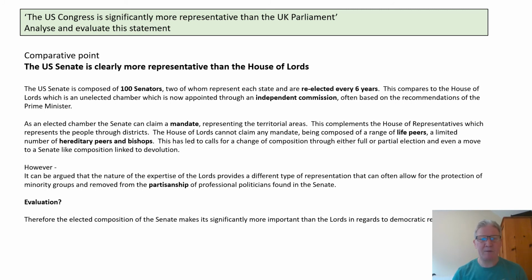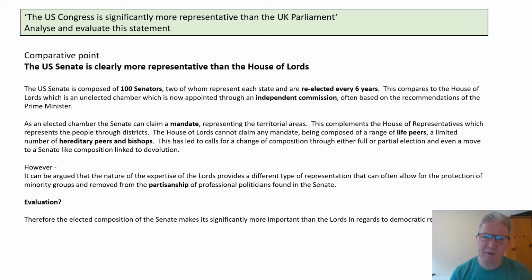Third point, the US Senate is more clearly representative than the House of Lords. The US Senate is composed of 100 senators who are elected or re-elected every 6 years. This compares to the Lords, which is appointed through an independent commission. The elected chamber of the Senate can claim a mandate for the territorial areas. It complements the House of Representatives, which represents the people. The House of Lords cannot claim any mandate due to having a large number of life peers, including hereditary peers and bishops. And this has clearly called for reform, for either a partially elected chamber or a fully elected chamber, similar to the Senate as well.